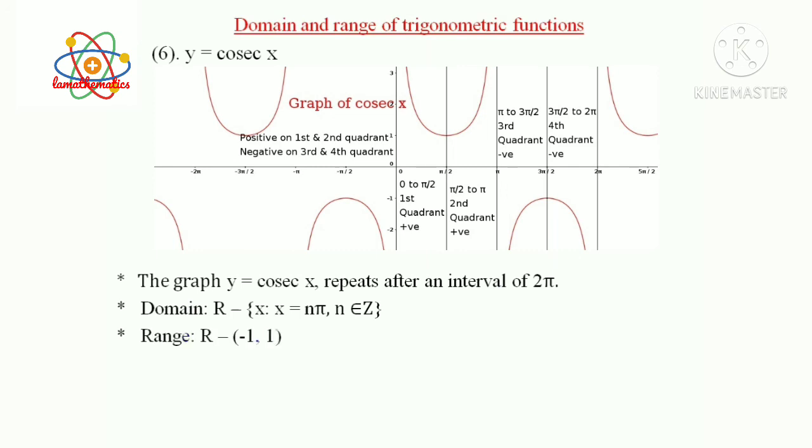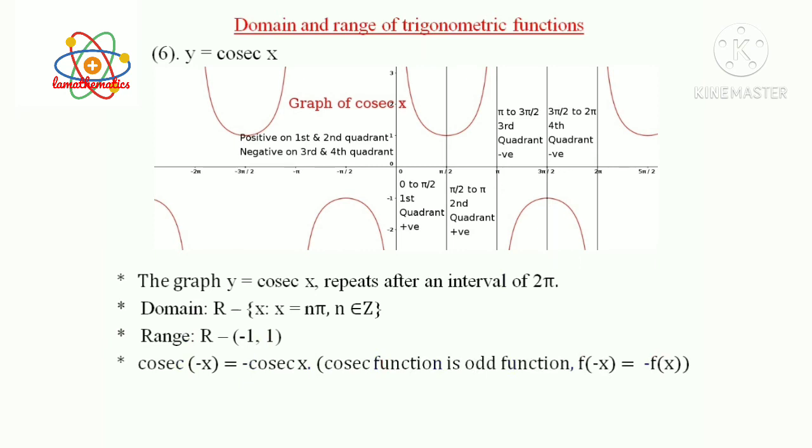Range R minus open interval minus 1, 1. In other words, the graph of cosec function exists in the plane except on the interval minus 1, 1. That is open interval minus 1, 1. Cosec minus x equal to minus cosec x. That is, cosec function is an odd function. A function f is said to be odd if f of minus x equal to minus f of x.